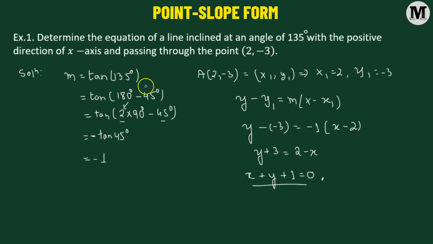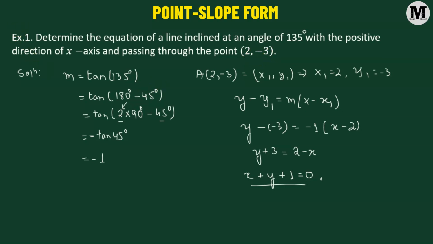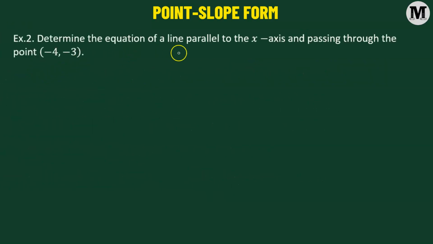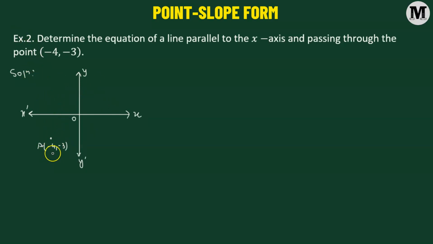Okay, let's do another problem. Determine the equation of the line parallel to the x-axis and passing through the point -4, -3. Let us begin. So here we will first try to understand the problem graphically. So here we have the coordinate axis and we have the point A. So A corresponds to the point having coordinates -4, -3. Since both x and y coordinates are negative, so we are in the third quadrant.